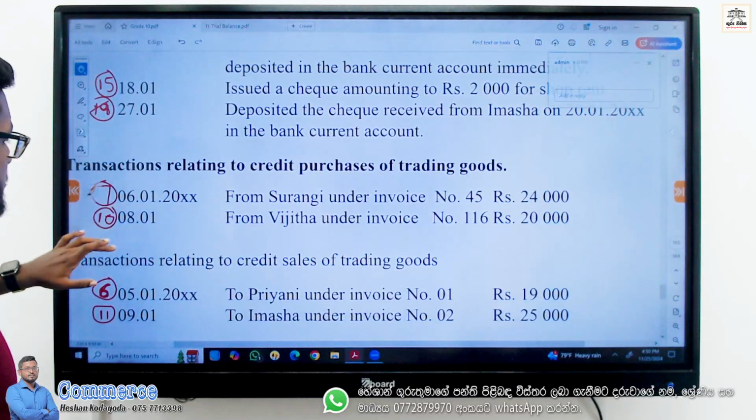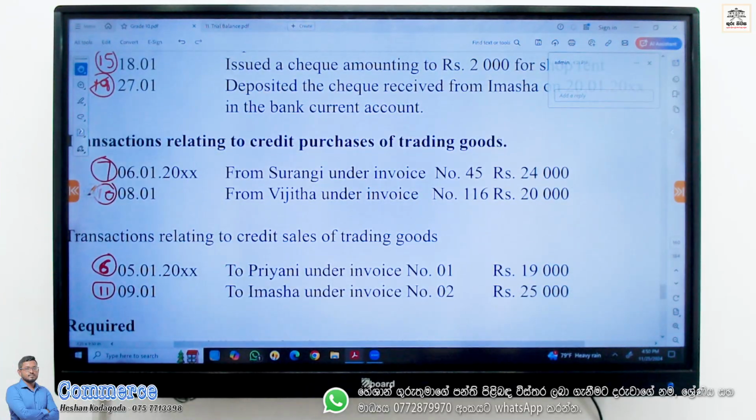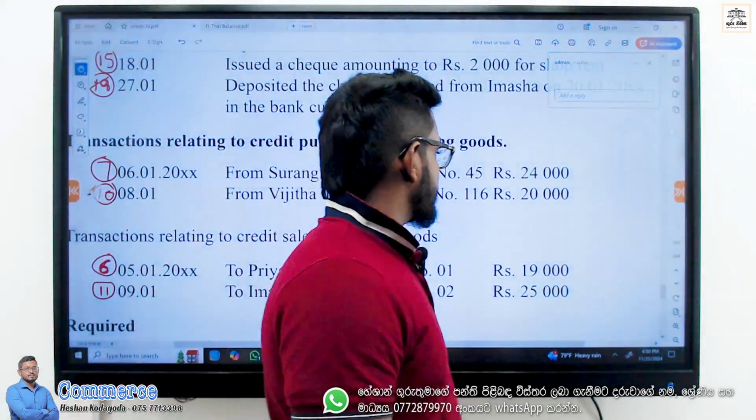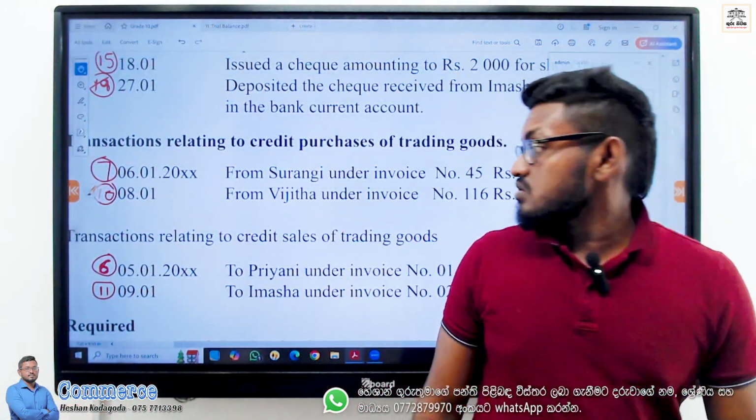Number 10. That's number 10, guys. Am I correct? Okay. This is under credit purchase from Vijita under invoice number 116, 20,000.